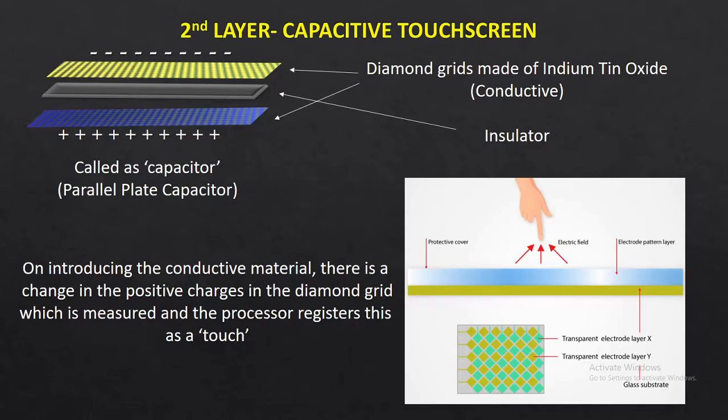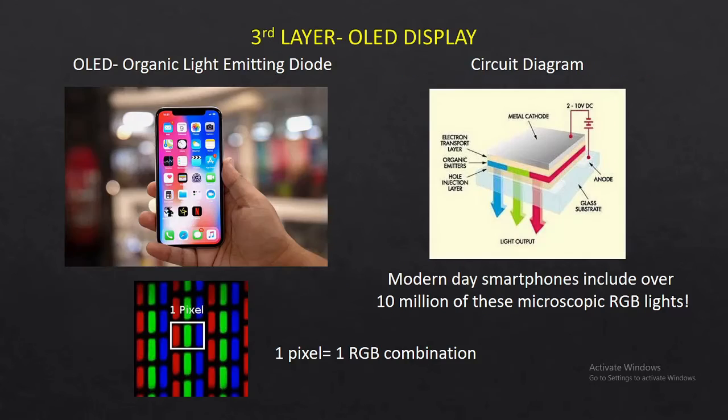The location of this touch is detected by scanning charges or voltages along the columns of one of the diamond grids and the rows of another diamond grid. This charge or voltage scanning is done in quick succession, so the processor can register multiple touches at once.